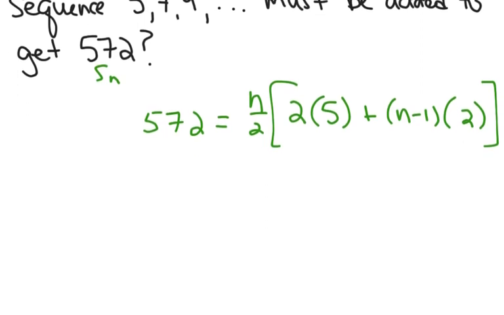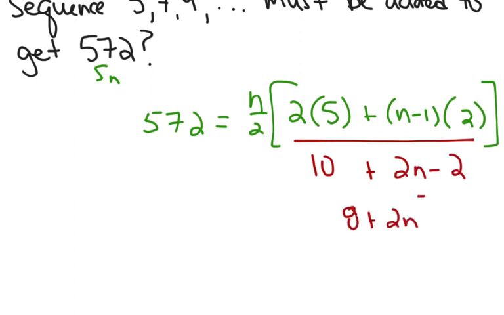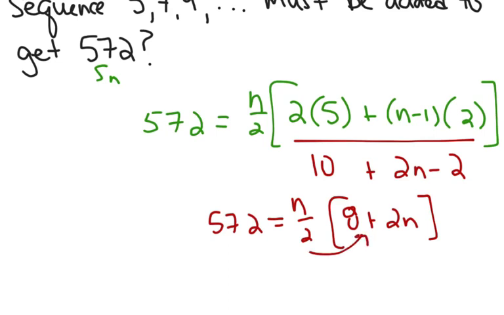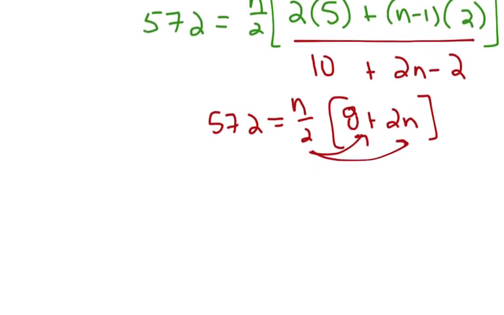So we're going to have to solve this algebra equation, but the first thing we're going to have to do is a little bit of simplifying. So I'm going to simplify what's inside the brackets here. I get 10 plus 2n minus 2, so that's 8 plus 2n. Next, I'm going to distribute the n over 2. So I get 572 is equal to 4n plus n squared.